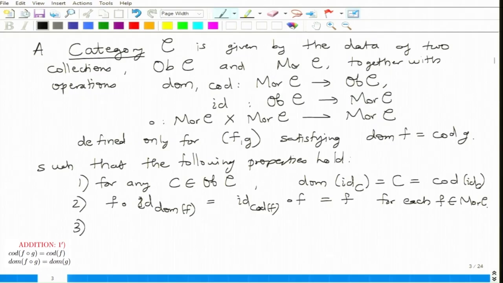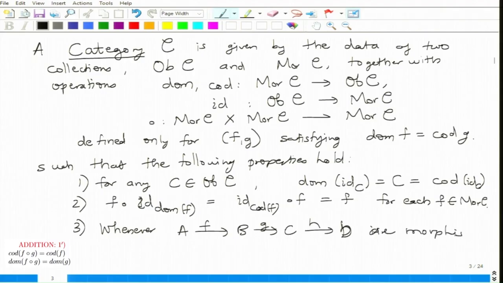Third thing, he said associativity. Yeah. So whenever, let me write it like this. These are morphisms. When I say these are morphisms, you understand what I mean? What is the domain of F in this picture? A. Codomain of G is same as domain of H. Maybe I should rewrite this D properly. Whenever these are morphisms, then the order in which you compose doesn't matter. So I'll just write that H composed with G composed with F is equal to H composed with G composed with F, with the brackets placed either way.